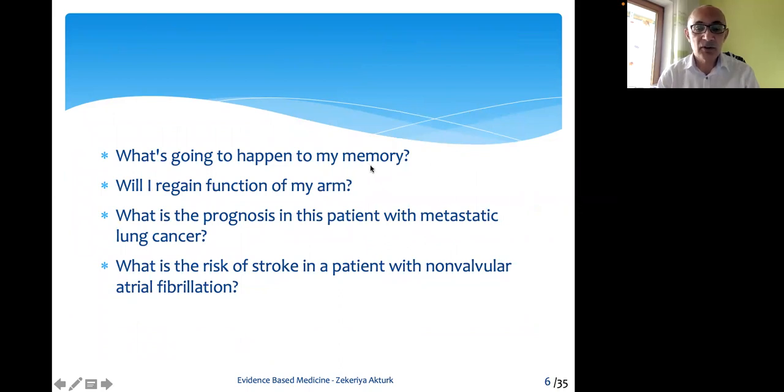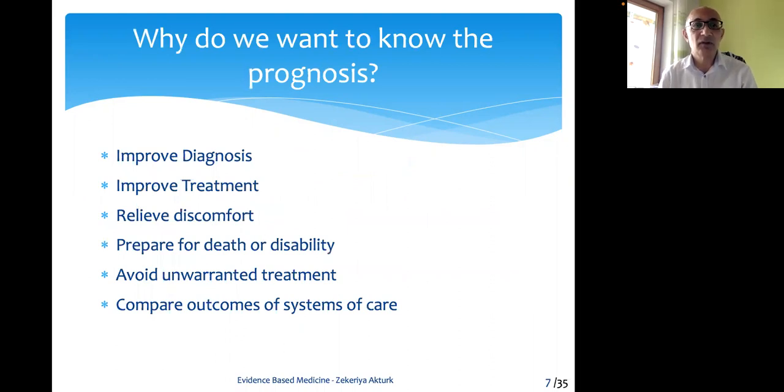So patients coming to you will ask questions like this: what's going to happen to my memory if you diagnose them with Alzheimer's disease, for example, or starting Alzheimer's disease? Will I regain function of my arm? What is the probability of regaining my functions after stroke? What is the prognosis in this patient with metastatic lung cancer? What is the risk of stroke in a patient with non-valvular atrial fibrillation? So all these and similar questions will come up in your daily practice. Therefore, you will frequently refer to publications, to research on prognosis.